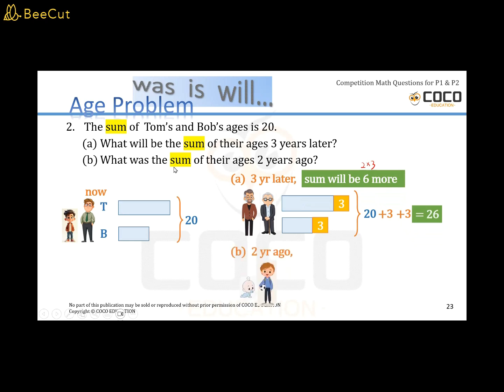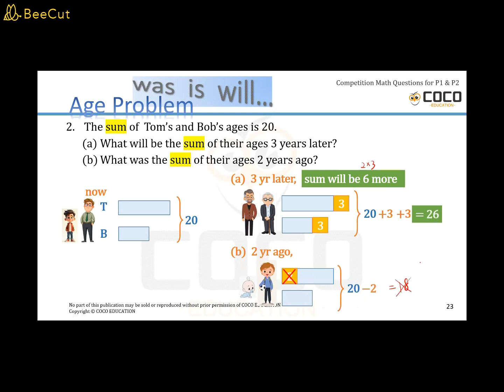Part B, it asks you the sum 2 years ago. We know that 2 years ago, both of them are younger than now. So both of the bars should get 2 shorter than now. So can we just cancel 1, 2 here? Then equal 18. Is 18 the answer?